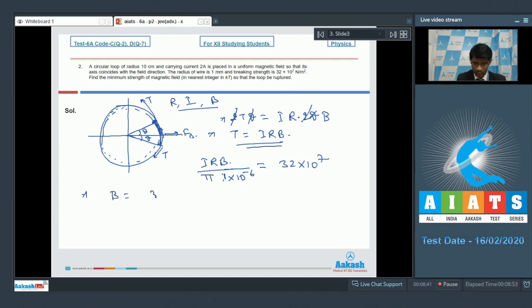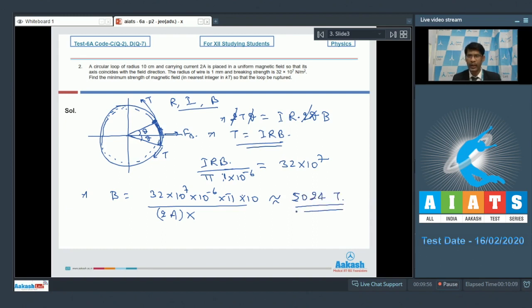We will be left with 32 into 10 to the power 7 into 10 to the power minus 6 into pi, divided by I, which was 2 ampere, into R, that was 10 centimeter, that means it will be 10 here. Have this calculation, it comes somewhat very close to 5024 Tesla. So we need to find this answer in kilo Tesla. So I would be saying the magnetic field is 5 kilo Tesla. So for question number 2, 5 is the answer.